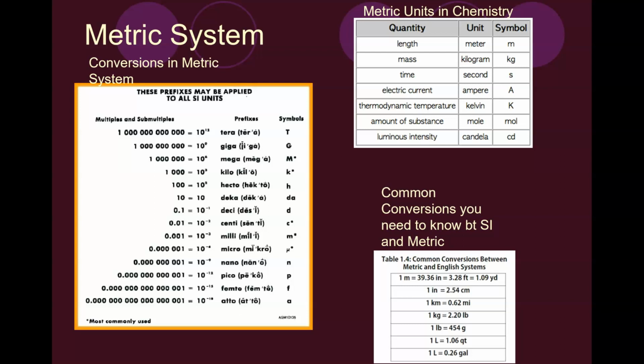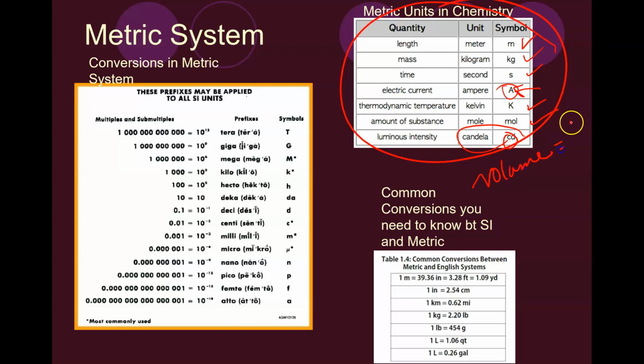All right, so let's talk about the metric system real quick. These are the metric units you need to know in chemistry. Amps are more physics, but I do need you to know meter, kilogram, second, Kelvin, and mole. Luminous is actually physics too. We will use amount as a mole, temperature in Kelvin, time in seconds, mass in kilograms, length, and of course I left out volume, which is the liter.